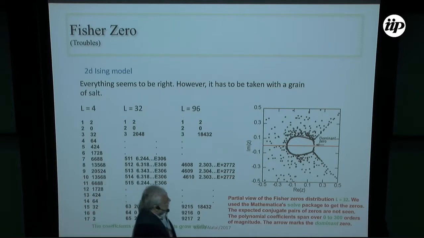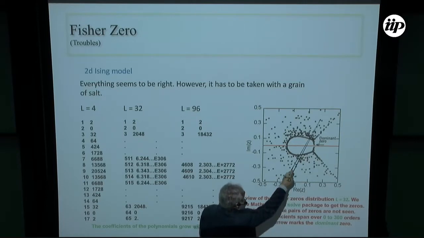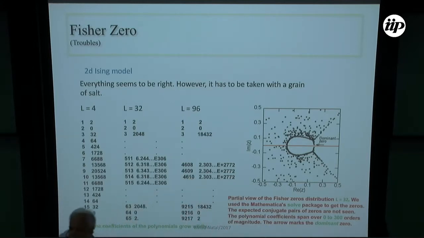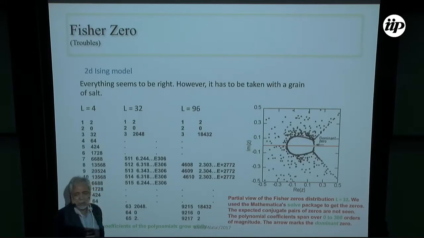And worse, take a look at this picture. The dominant zero seems to be here. However, the symmetry was completely broken. The method to find the zeros is horrible, and it should be. The difference between the sizes of the polynomial coefficients is horrible.